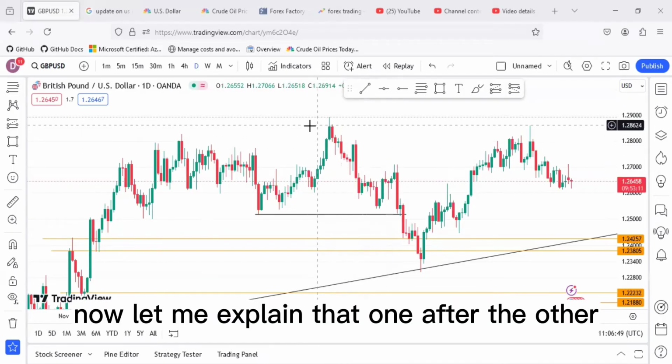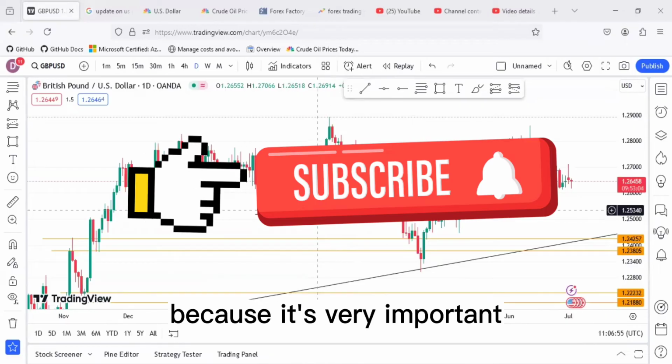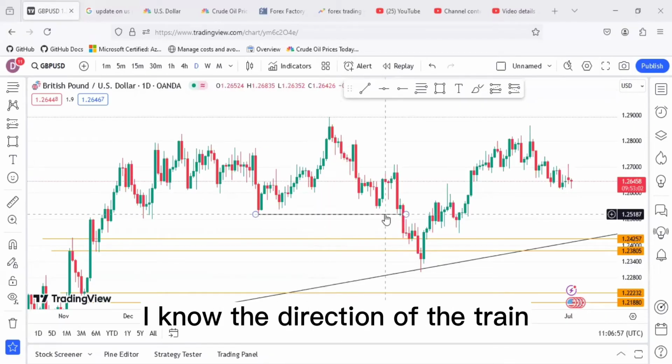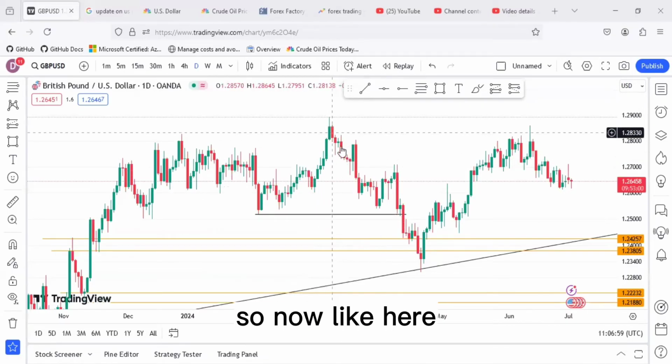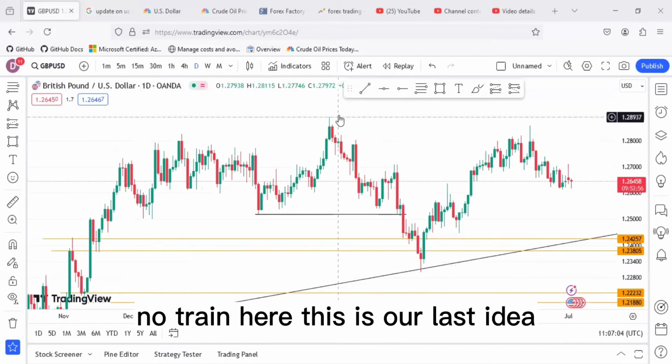Now, let me explain them one after the other. So how do you know the direction of the trend? Because it's very important that you know the direction of the trend. So now, like here, we are in a downtrend from here. We are in an uptrend here. This is our last high, this is our last low.